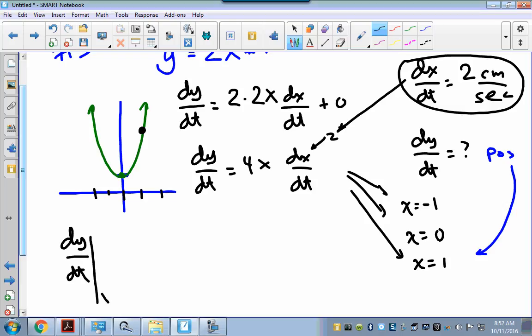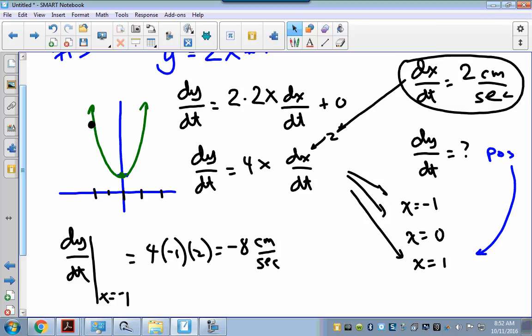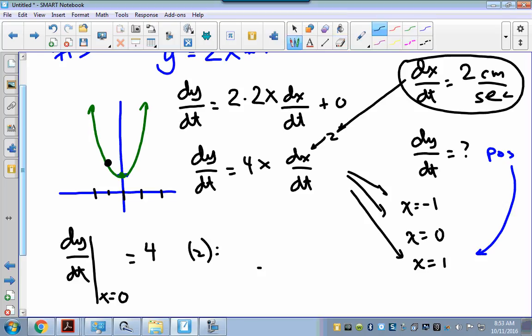evaluated at x equal to negative 1, is 4 times negative 1 times 2, negative 8 centimeters per second. Which is sort of what we suspected, right? So the particle would be dropping 8 centimeters every second at that moment. When x is equal to 0, this is going to be 4 times 0 times 2, which is 0 centimeters per second. So momentarily, the particle is not rising nor falling, it's rather just moving horizontally. You can imagine a horizontal tangent line right there when x is 0.